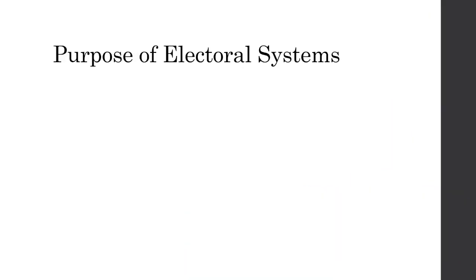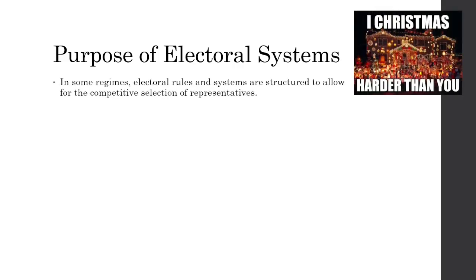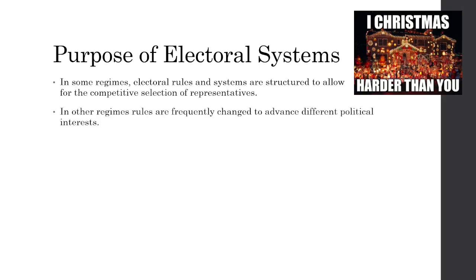So what's the purpose of the electoral systems? We kind of already covered this, but a little more into that. In some regimes, electoral rules and systems are structured to allow for a competitive selection of representatives. So in summary, we have electoral systems to maintain competitive elections and really maintain a democratic regime. That's what I'm taking away from this. In other regimes, though, the electoral systems are frequently changed to advance different political interests.